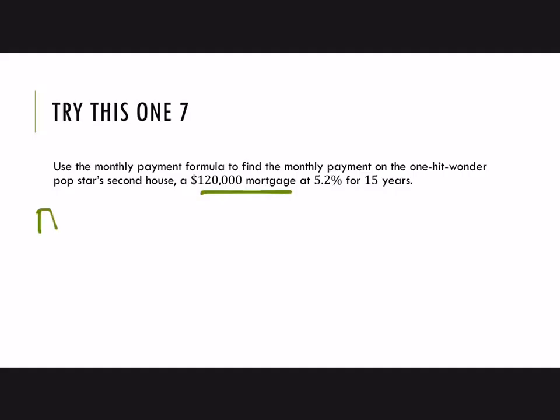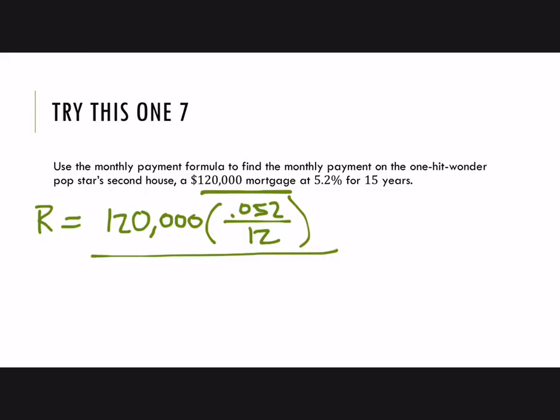So using the formula, R equals P, which is 120,000, times the rate over 12 because it's still a monthly payment. Then in the denominator we would have 1 minus 1 plus 0.052 divided by 12. And then the exponent would be negative 12 times 15.